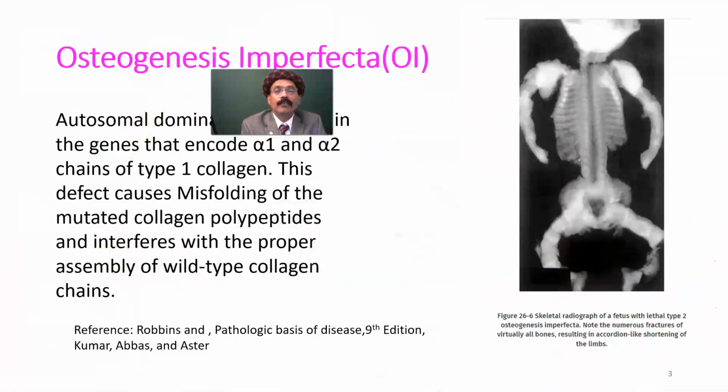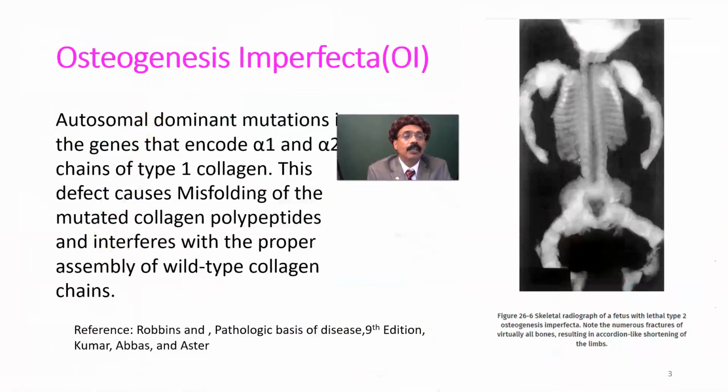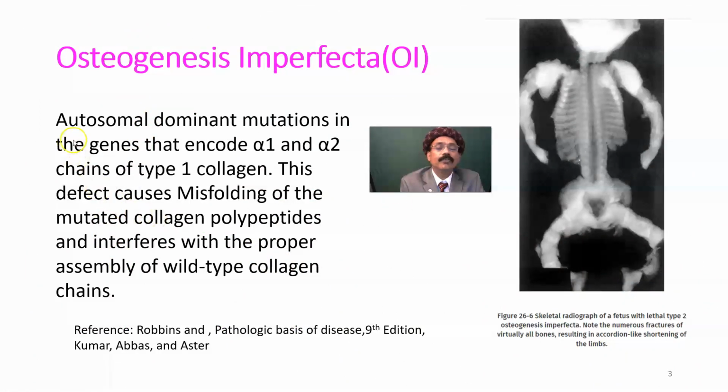Again, what is the pathogenesis? There is an autosomal dominant mutation in the genes that encode the alpha 1 and alpha 2 chains of type 1 collagen. This defect causes misfolding of the mutated collagen polypeptide and interferes with the proper assembly of the wild type collagen chains.